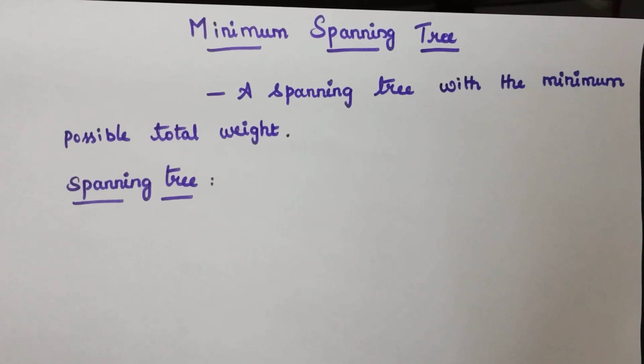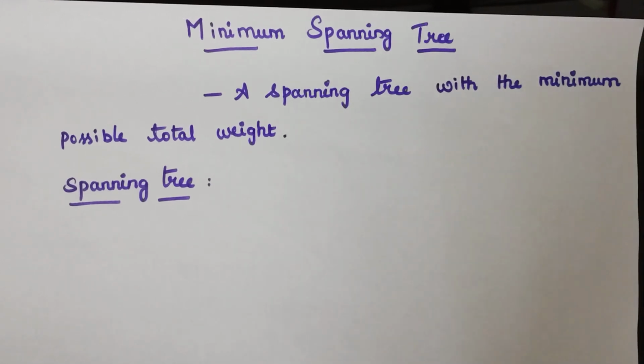So what is a minimum spanning tree? Generally, it is a spanning tree with the minimum possible total weight, or we can say it is a spanning tree with the minimum weight among all the other possible spanning trees. Okay, that is what the minimum spanning tree is.